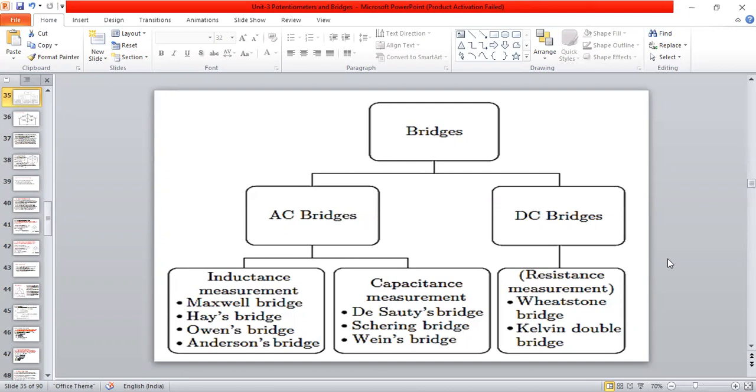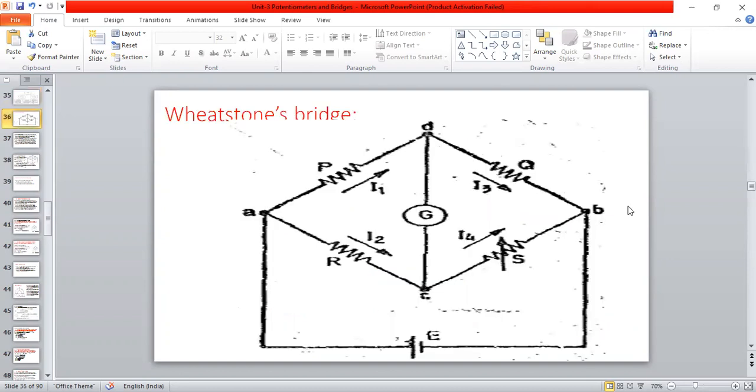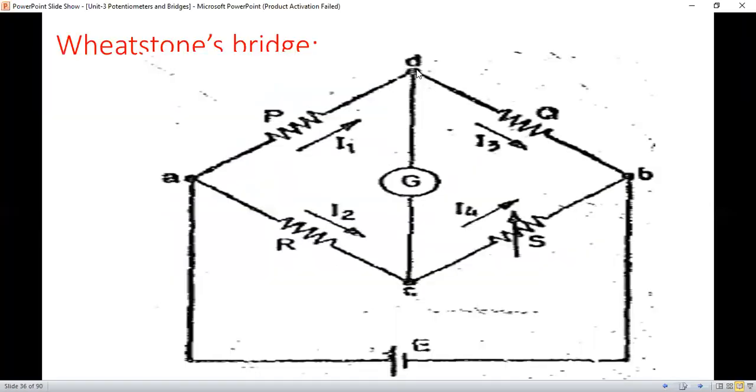Okay, so we have already started the Wheatstone bridge. Yesterday I told that the bridge will be balanced if the potential difference between A to D and A to C is equal, or the voltage drop across BD and BC is equal. Then the bridge is said to be balanced. No current will flow through the galvanometer here. It is null detection, we are going to call that.